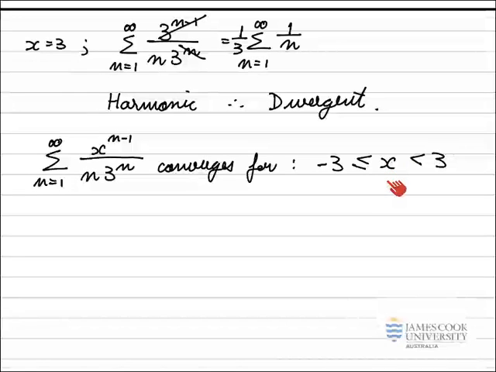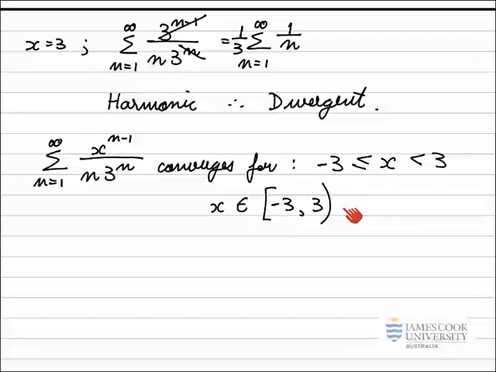You could also write this using some other set notation, saying that x is an element of the set which is from in between negative 3 and 3. It includes negative 3, so we use a square bracket. Does not include 3, so we use a curved bracket. Closed on the left hand side, open on the right hand side. So that shows the values of x that will make the series converge, including the endpoints.